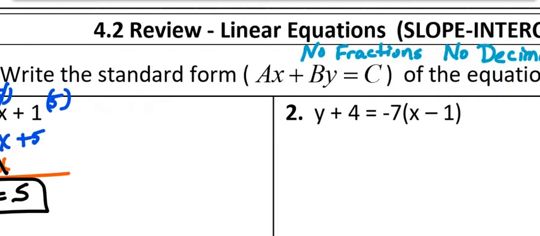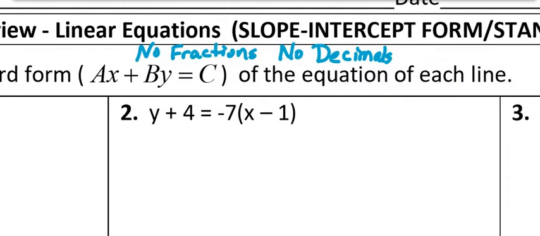Now look at number 2. Number 2, you're going to get it in standard form also, use distributive property. So now take this and put me on pause while you work this out.